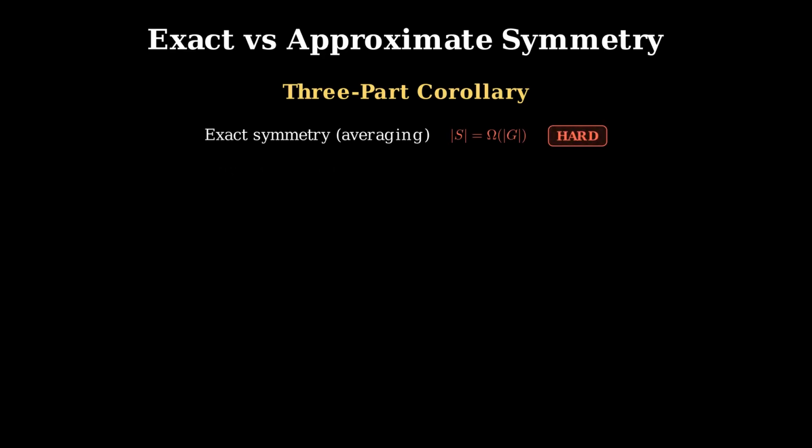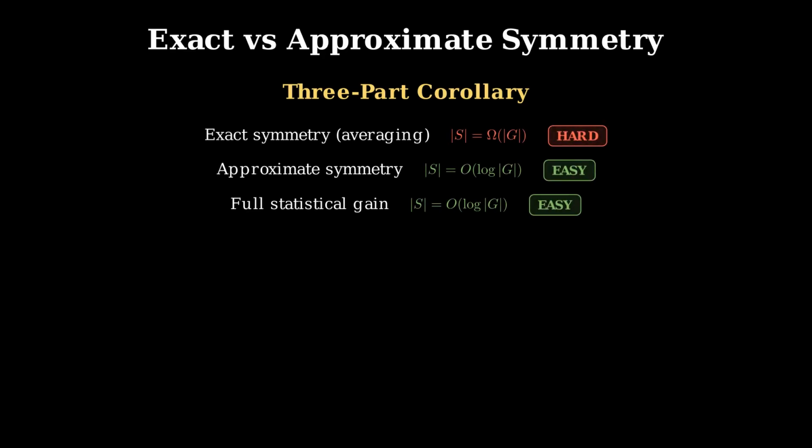The three-part corollary: exact symmetry is hard, needing linear complexity. Approximate symmetry is easy, needing only log. And crucially, the full statistical benefit is also achievable with log complexity. The punchline: you lose almost nothing by relaxing from exact to approximate symmetry, but you gain an exponential speedup.